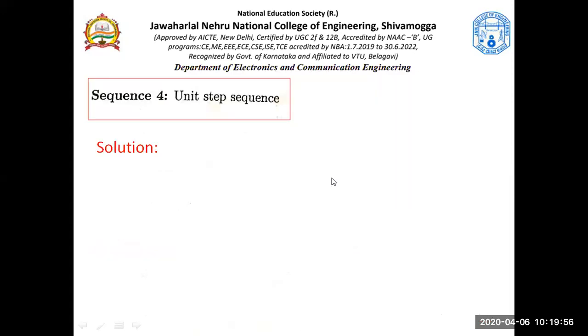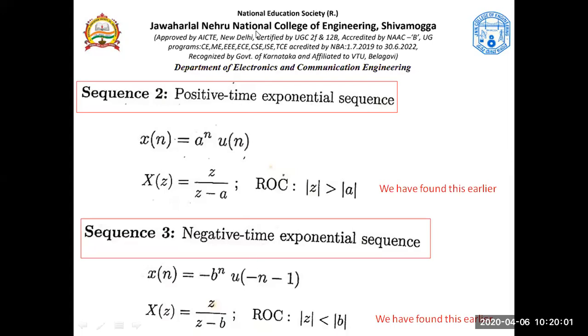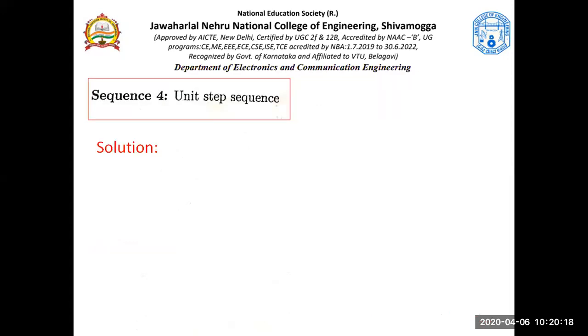And if it is both sided, double sided exponential, then it's a ring. That also we have seen. It's a ring if it is a double sided exponential sequence, which ranges from minus infinity to plus infinity. Understand that? Now let's go on with the fourth one, that is unit step sequence.